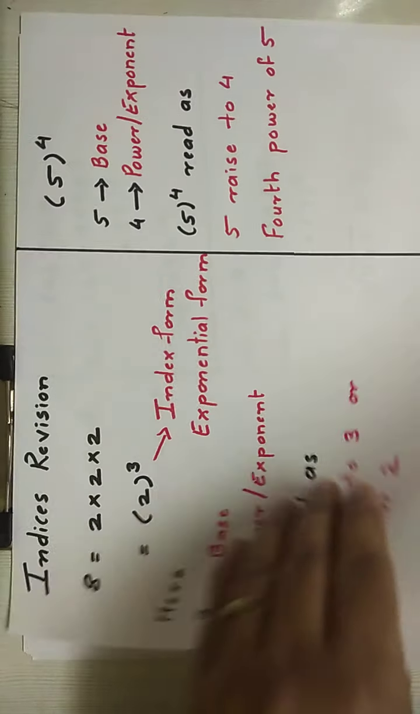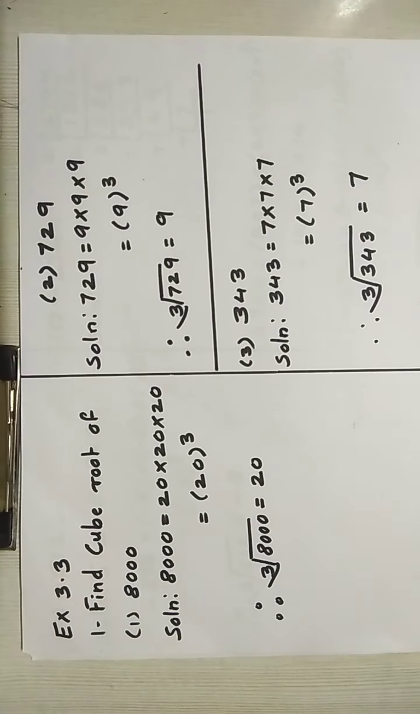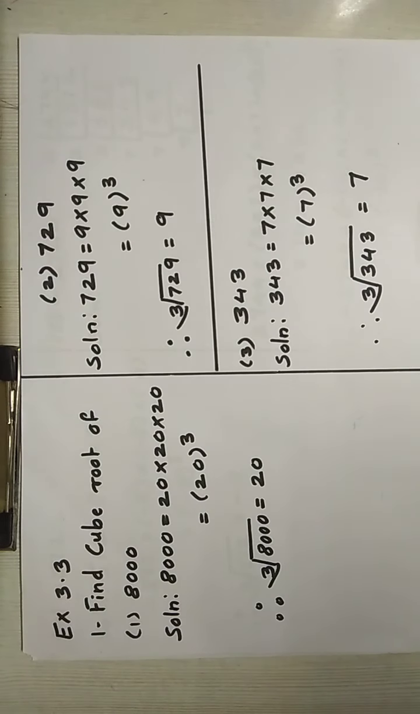Now we'll go to the next exercise, that is exercise 3.3, which is cube and cube roots. When we square a number, we multiply the number 2 times. For example, 4 square is 4 into 4. 9 square is 9 into 9. 11 square is 11 into 11. Similarly, cube means you have to multiply the number 3 times. 2 cube means 2 into 2 into 2. 3 cube means 3 into 3 into 3, 3 times.